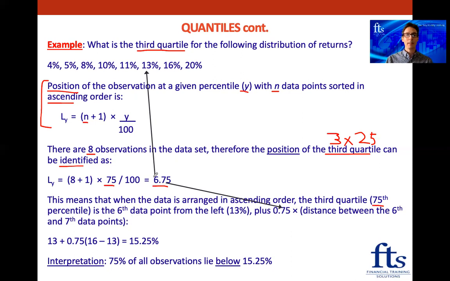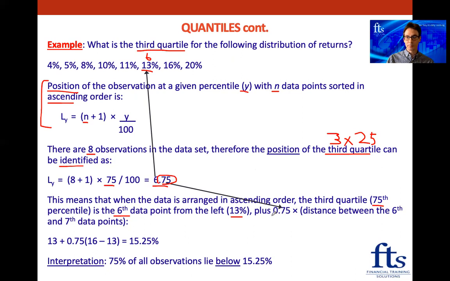It's going to be the 6th data point from the left, which is 13%. But let's double check that. Let's double check that this 13% is the 6th data point from the left. Number 1, number 2, number 3, number 4, number 5, number 6. There we go. That's the 6th data point from the left. But it's not exactly position number 6. It's position number 6.75.